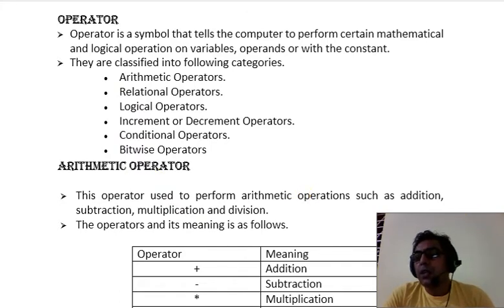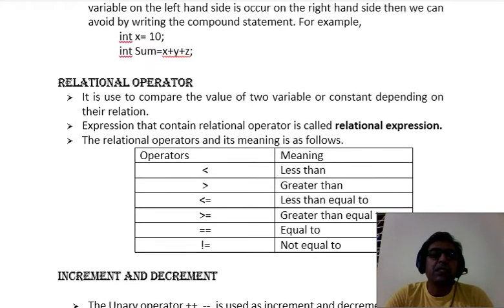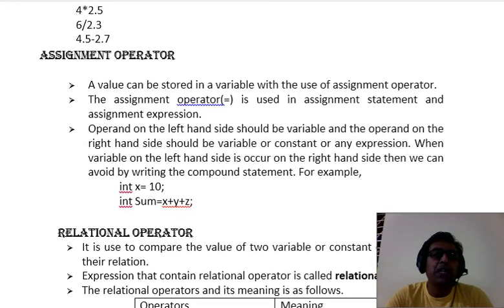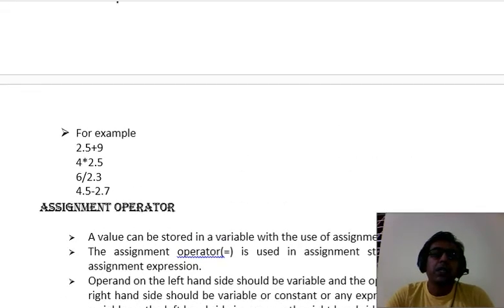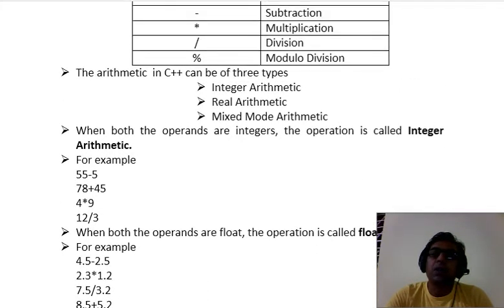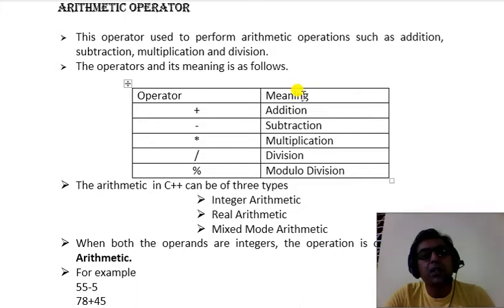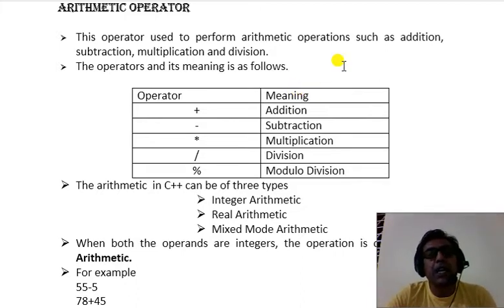Now arithmetic operator is used to perform the arithmetic operations on the number. Arithmetic operation means addition, subtraction, multiplication and division. These operations are called as the arithmetic operation. When we perform the addition, subtraction, multiplication or division on the numbers, we use different symbols, and these symbols are called as arithmetic operators.